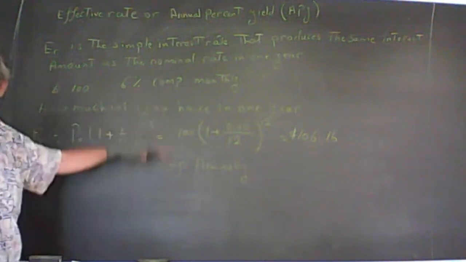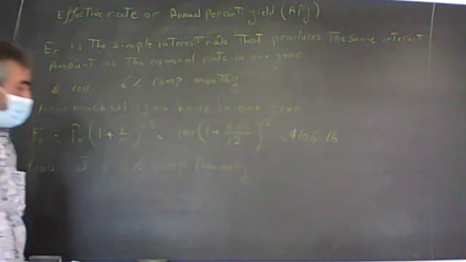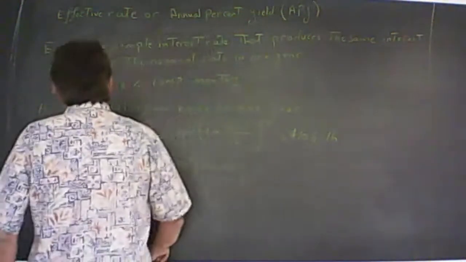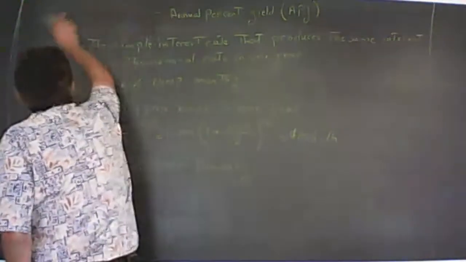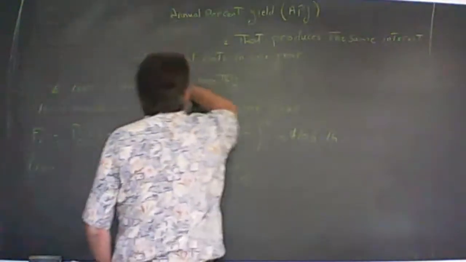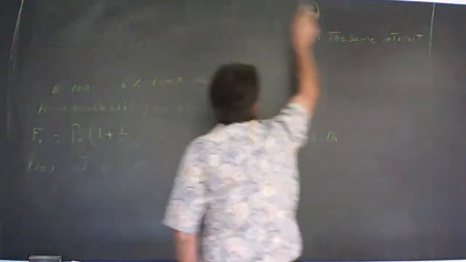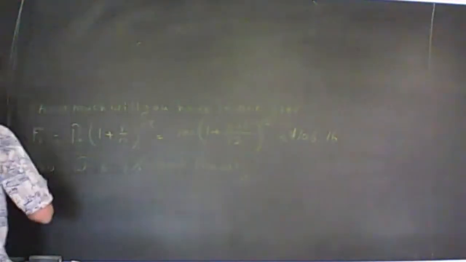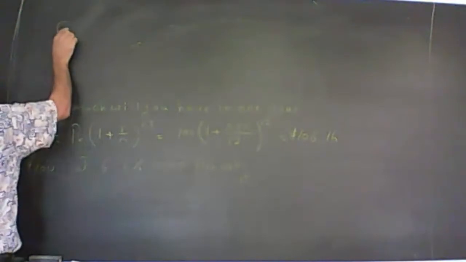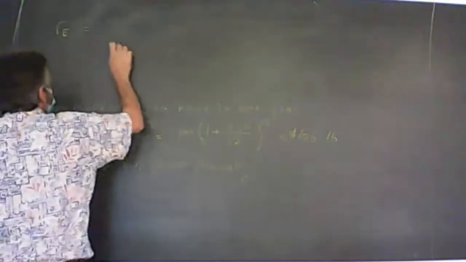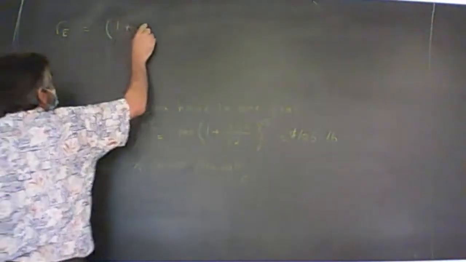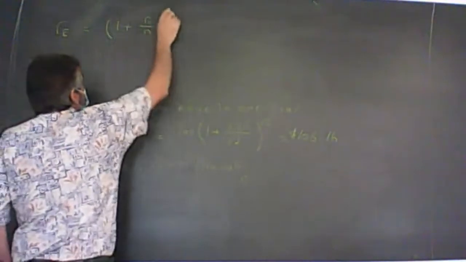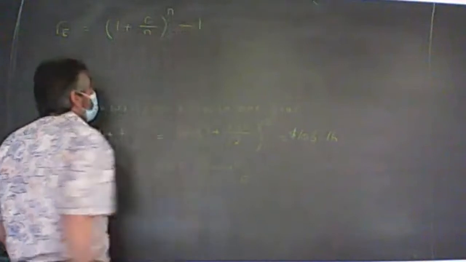So this is the difference between the two. What's the relationship between the two? The effective rate R effective equals (1 plus R nominal divided by N) to the power N, minus 1.